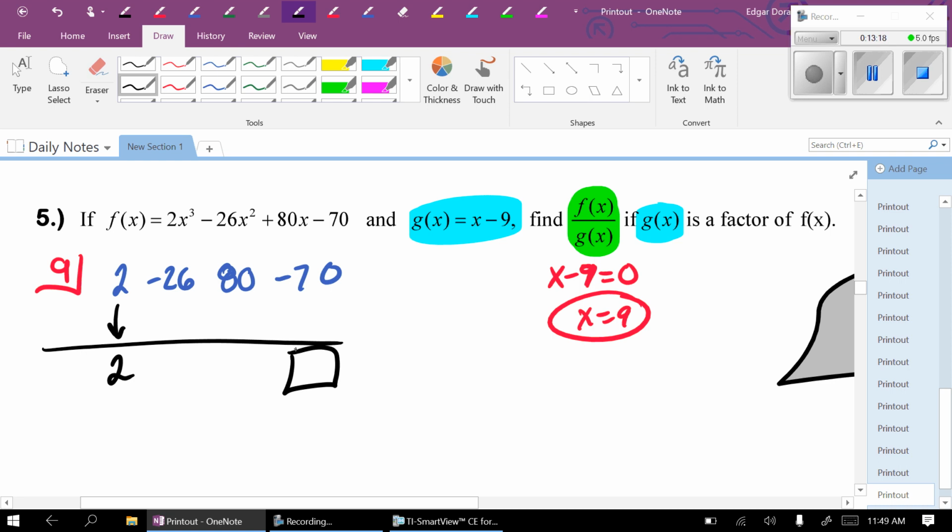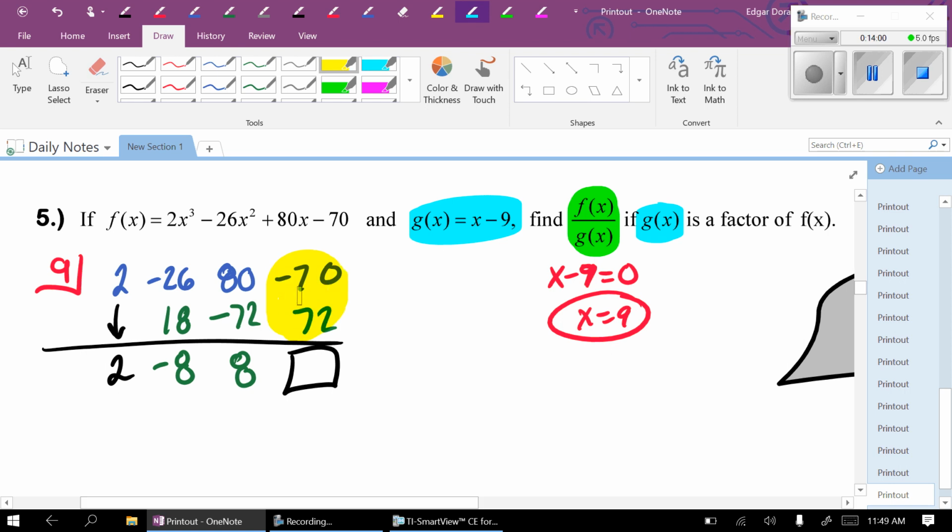We're going to go ahead and multiply 9 times 2. So again, 9 times 2. That gives us 18. -26 plus 18. So I'm adding these two. That's going to give me a -8. Okay, 9 times -8 is -72. I'm going to add 80 plus -72. That's going to give me a 8. Okay, and then finally what's going to happen is 9 times 8 is going to give me 72. Now watch what happens here though, guys, when I try to combine these two.